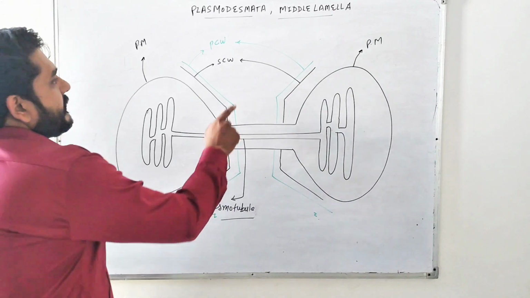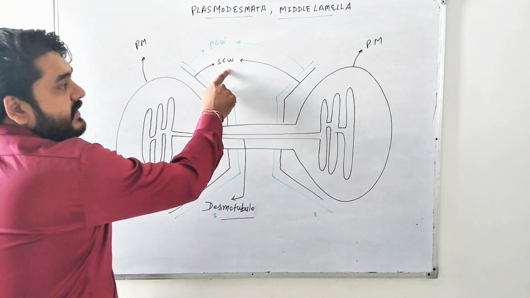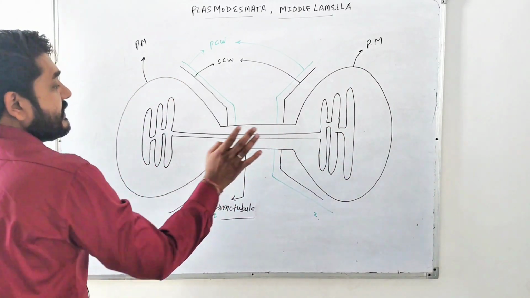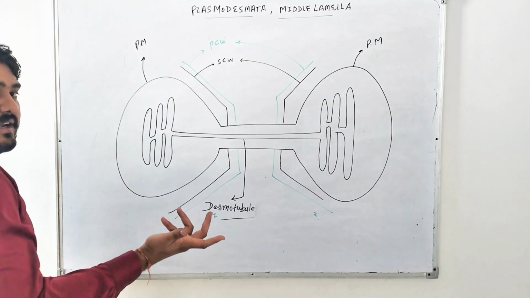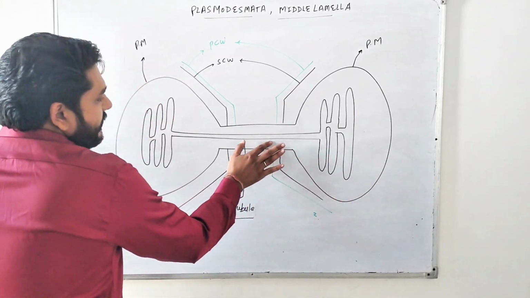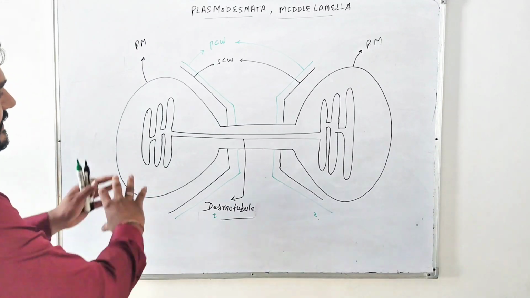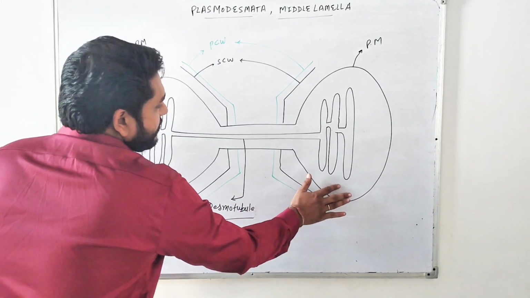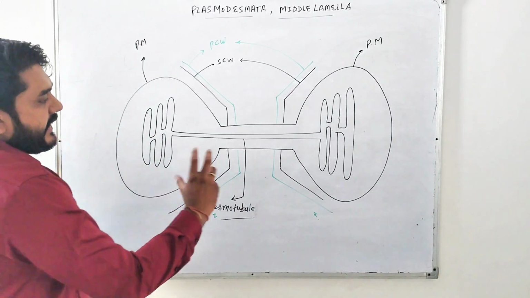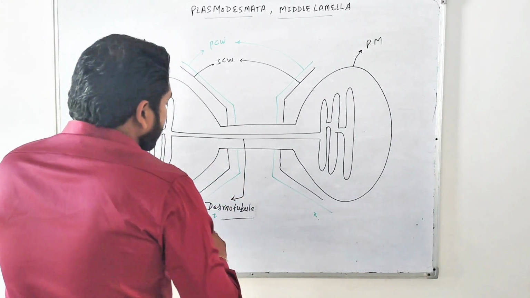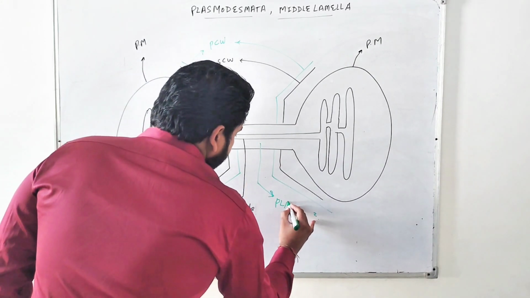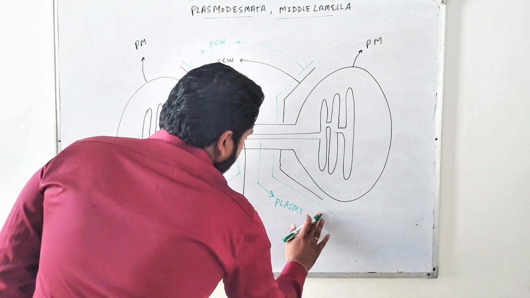Now understand one thing: this is the primary cell wall, this is the secondary cell wall, this is the plasma membrane, and this part is the cytoplasm. Focus: the cytoplasm of this cell is in continuity with the cytoplasm of the other cell. So there is a cytoplasmic connection. And this cytoplasmic connection between the two cells is called plasmodesmata.